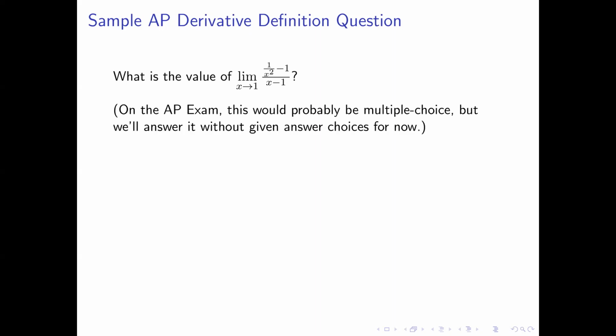This is a sample AP derivative definition question. Say we want to know the value of this limit. The limit as x approaches 1 of 1 over x squared minus 1, over x minus 1. If this were to appear on the AP exam, it would probably be a multiple choice question, but we'll treat it as a free response question for right now. Of course, if there were answer choices available, the easiest way to deal with that is to solve the problem and then figure out which answer choice best matches what you obtain.